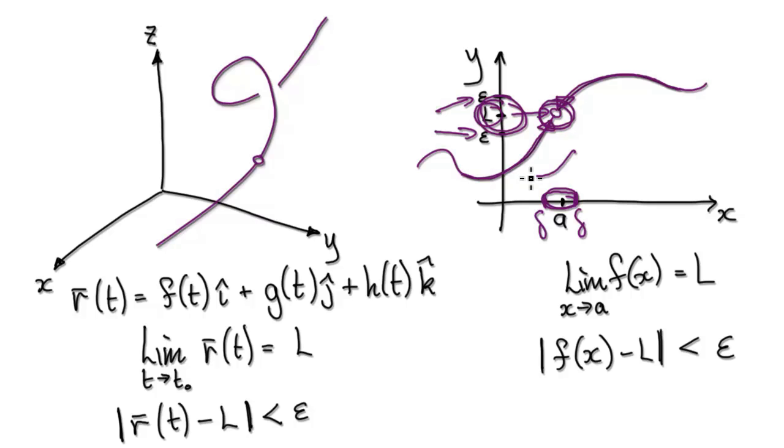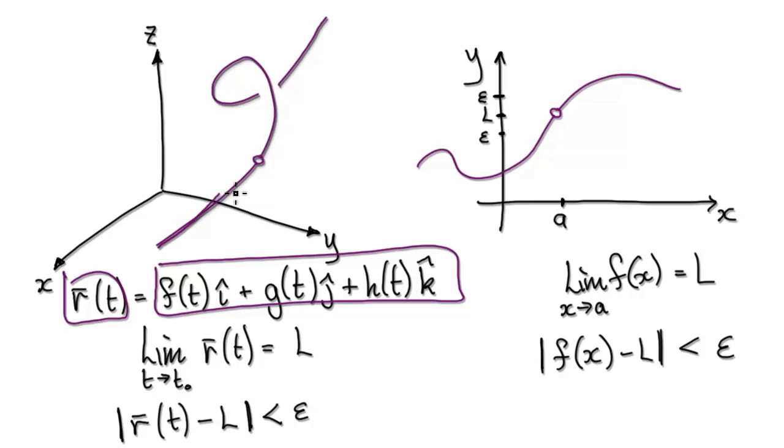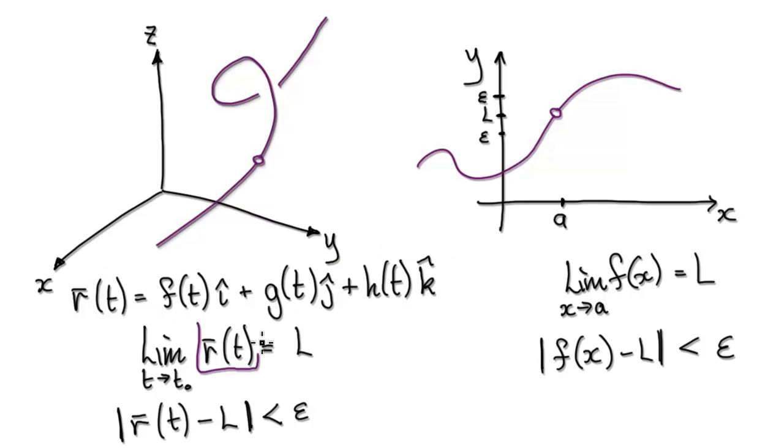So now extend the idea to 3D. Let's say this vector function describes this path here. We say that the limit of the vector function as t approaches t0 equals L if, when you give me a level of accuracy, just like over here, this level of accuracy is some sort of tolerance to within the true limit.